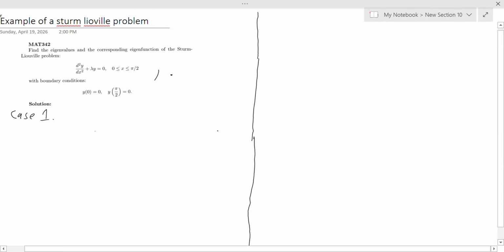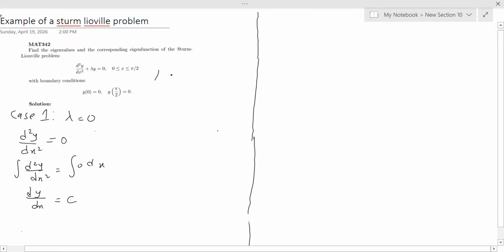So first of all, let's look at the first case. We call it case 1. In this case, lambda is 0. So if you put 0 into your problem, you get d2y dx squared plus 0, and everything there becomes 0, so you get equals 0. Then to solve for y, you integrate. If you integrate this with respect to x, you get dy dx equal to c. This is 0, so if you integrate 0, you get a constant.